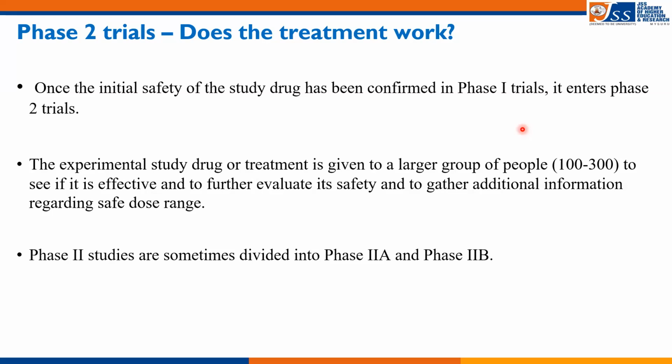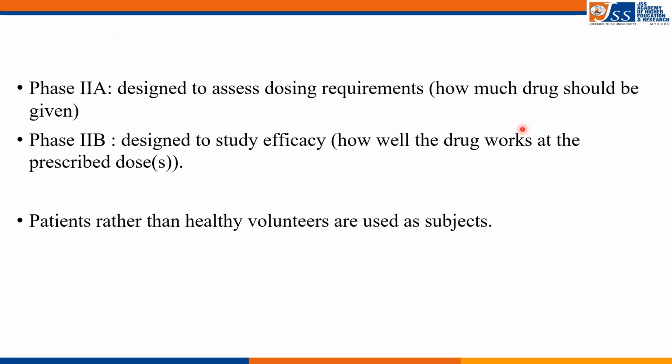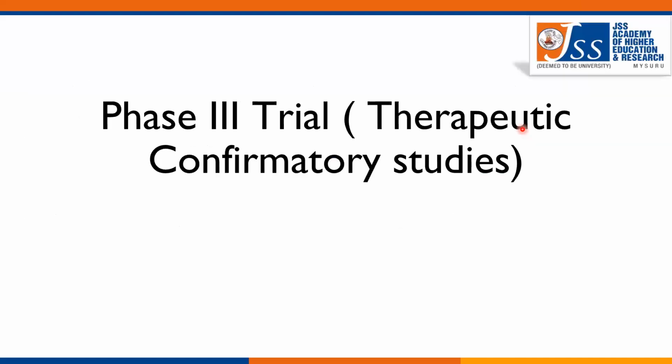Generally, phase 2 studies are divided into phase 2A and 2B. Phase 2A is done to assess the dosing requirement. That means how much drug should be given to get therapeutic benefit. Phase 2B is designed to study the efficacy of the drug, how well the drug will work at the prescribed doses. As I said, we enroll patients for these phase 2 trials.